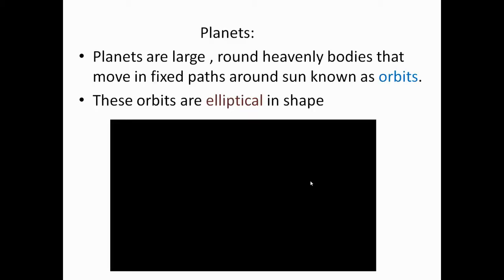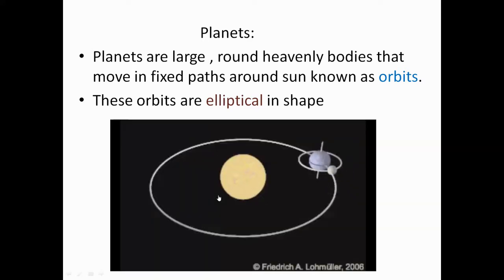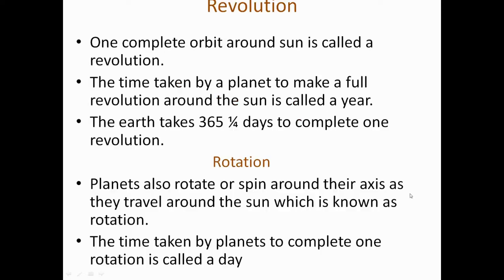Now coming to planets. We all know that planets are heavenly bodies or celestial bodies which are very large and round in shape. And they keep moving around the sun in a fixed path, and this fixed path is known as the orbit. And do you know the shape of this orbit? It is elliptical. You can see that in this picture here. You can see the orange colored sun in the middle and a planet which is going around the sun, and the way in which it is going is known as the orbit.